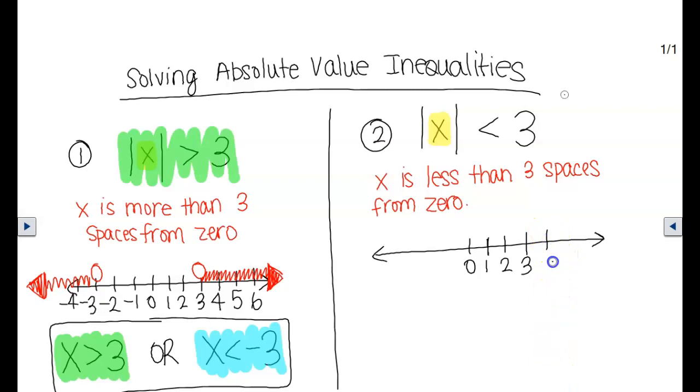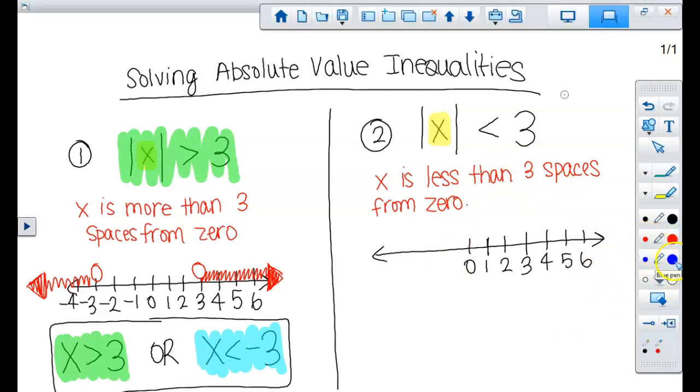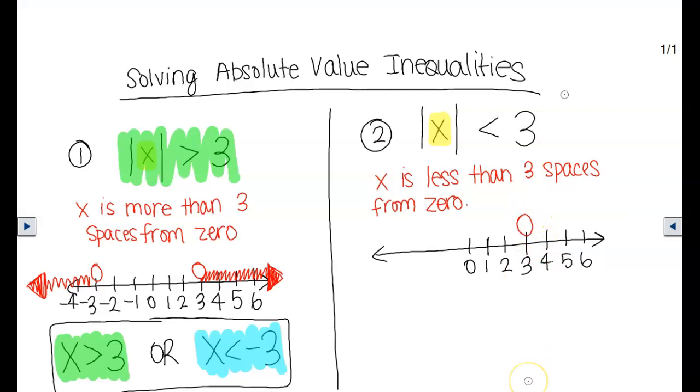So if I go beyond that to 4 and 5 and 6, none of those numbers are going to work here because none of those numbers are less than 3 spaces away from 0. So here's what I'm going to do. I'm going to go to 3, where I'm exactly 3 spaces away from 0, and I'm going to put an open circle to say, this is where I'm 3 spaces away, but x can't be 3, because I want to be less than 3 spaces away.